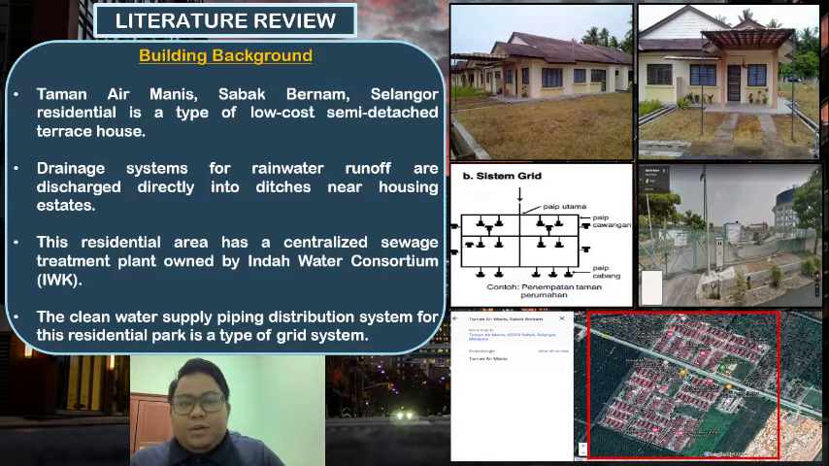Okay, I will present the literature review. For the literature review, I will explain about the building background. We already chose the low-cost semi-detached terrace house. This is a semi-D house located at Taman Air Manis, Sabak Bernam, Selangor. So this is the residential area. The drainage system for rainwater runoff is discharged directly into the ditches near the housing area. This residential area has a centralized sewage treatment plant owned by Indah Water Konsortium (IWK). The clean water supply piping distribution system for this residential area is a type of grid system.